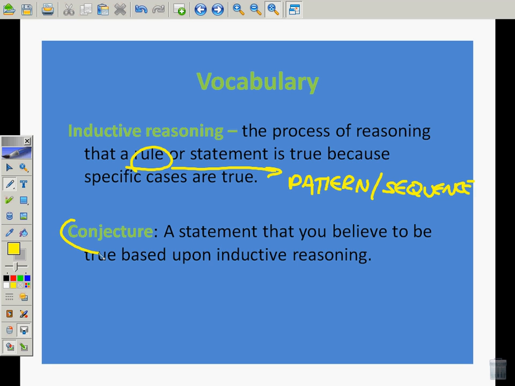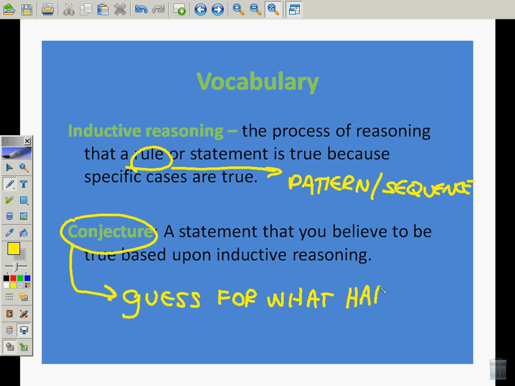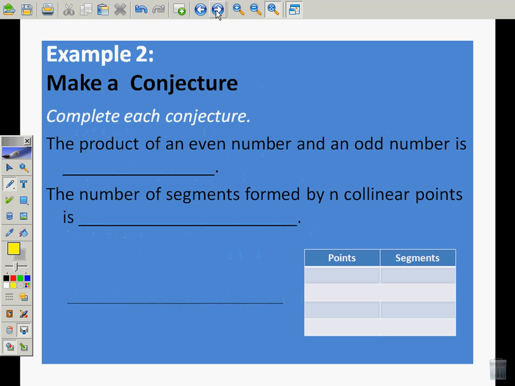Now, our conjecture, this is going to be our guess as to what comes next, or our guess for what happens. Okay? And as we unfold the next couple of slides, you're going to see how making a conjecture can help us find patterns and verify what's going on. Okay, so if you need to pause and take down these notes, go ahead and do that. We're going to go on. So we're going to complete each conjecture, remembering, of course, that this is a guess.